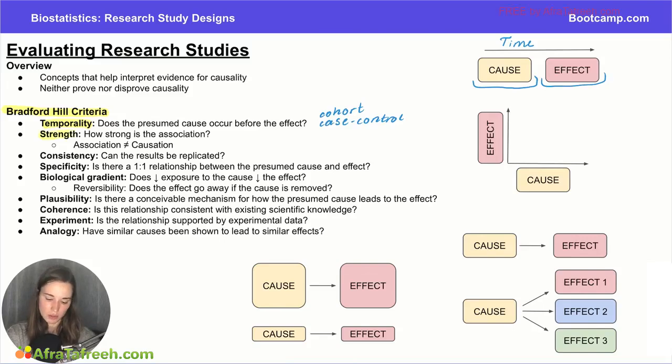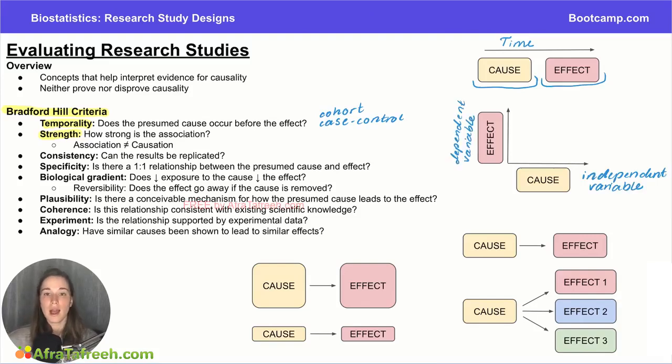The next concept is strength of association. So over here on this XY axis, I've labeled the x-axis as cause, but let's remember that this is just the hypothesized cause, so we can think of it as our independent variable. And then the y-axis is the effect that we're interested in, and remember that is the dependent variable.